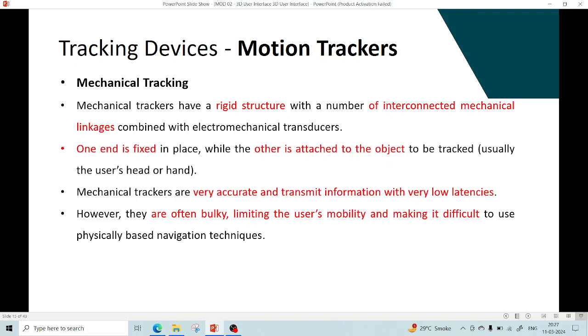These are the advantages and uses of the mechanical tracking system.